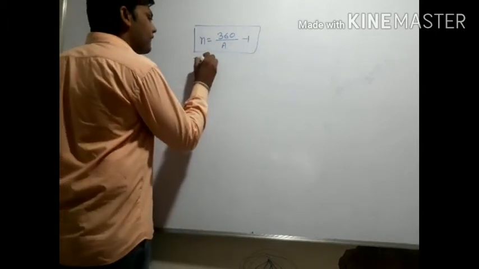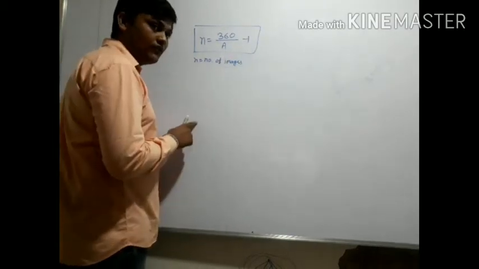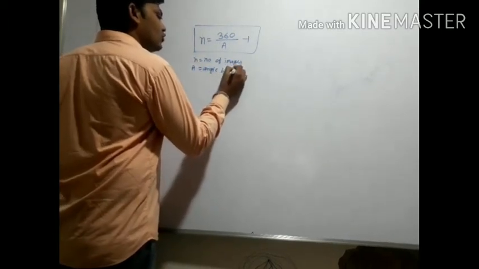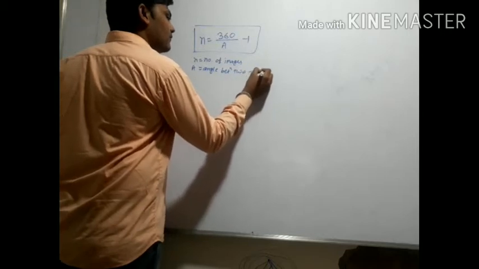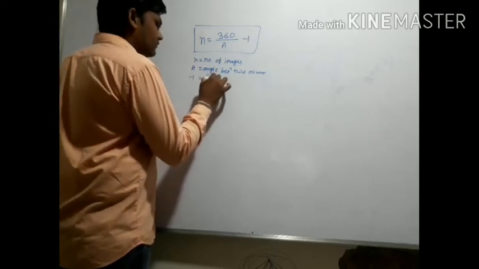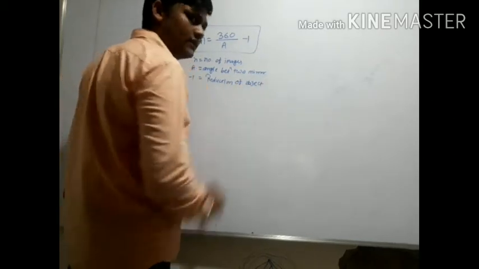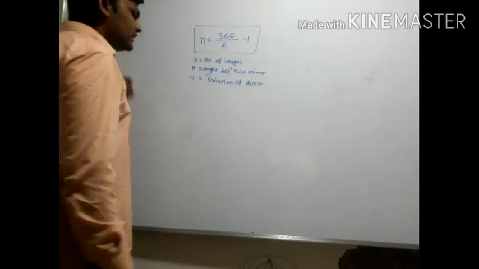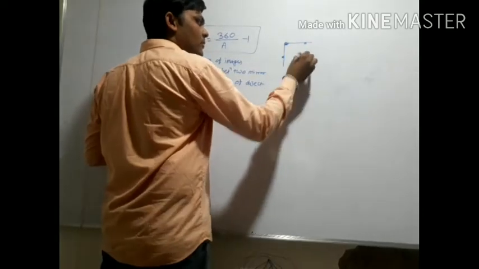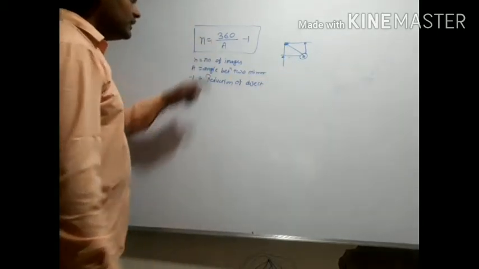Where n is the number of images, A is the angle between two mirrors, and minus 1 is for the reduction of the object. Okay, that formula you have. Right now I just tell you that in 90 degree how many images you will get? 3 images you got. How many images you got for one object? 3 images. Like that, we have to calculate how many images are formed.